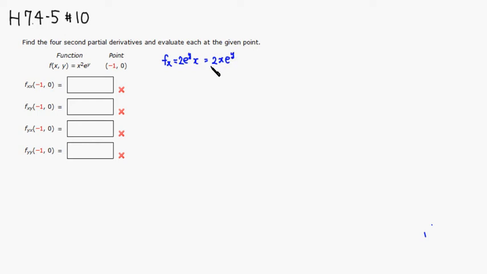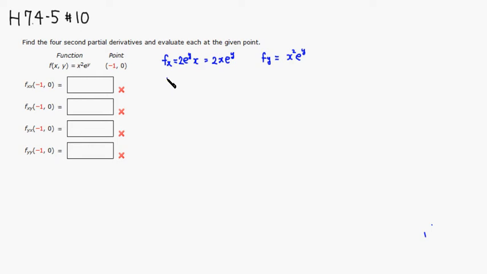Then let's find the partial with respect to y. Since x squared is just going to be a constant, I'll just put it here. The derivative of e to the y is just e to the y. So we have that.